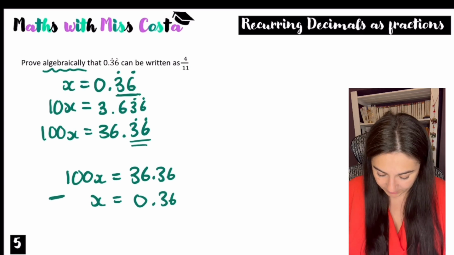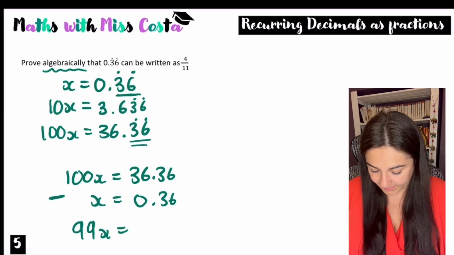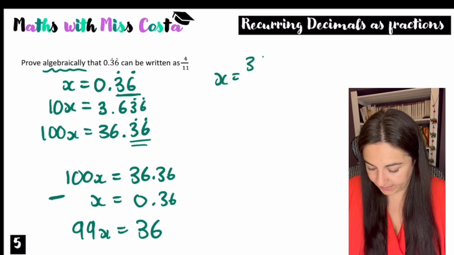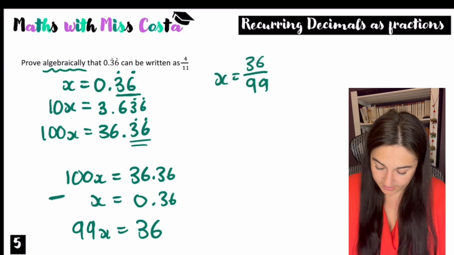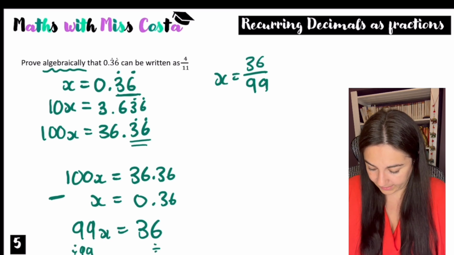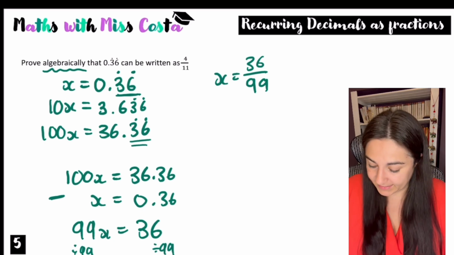100x take x would give me 99x, and 36.36 take 0.36 would give me 36. Therefore, x would be 36 over 99. If 99x, I divide both sides by 99. Now, I need to prove that it could be written as 4/11ths. All that means is I need to simplify it.